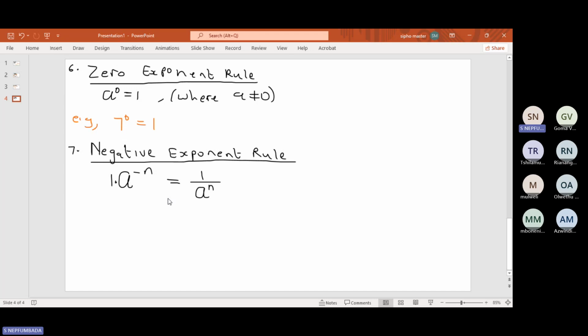So when that a goes to the denominator, on the exponent we multiply by negative. So let's take an example, e.g., let's say we have 5 to the exponent of minus 3. This is the same as 1 divided by 5 to the power of 3, which is nothing but going to be equal to 1 over 125.